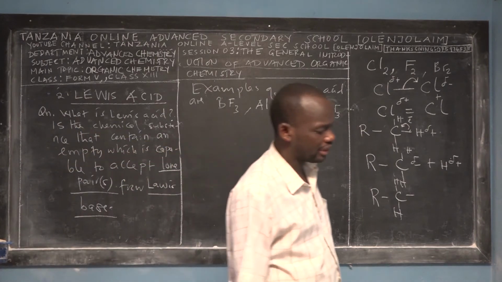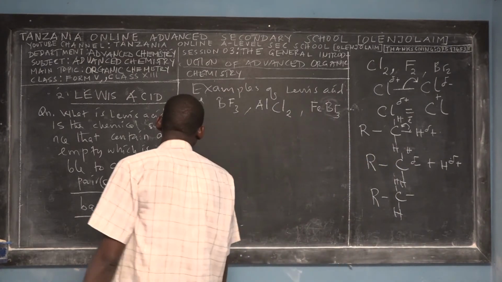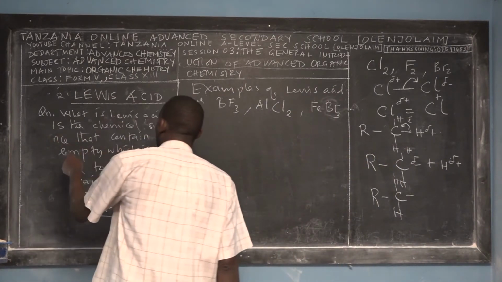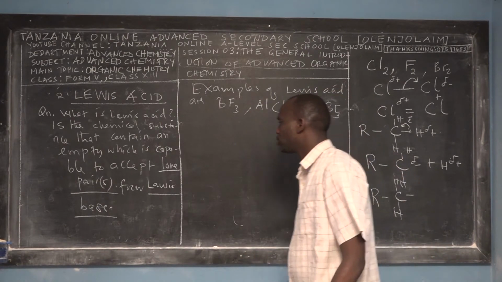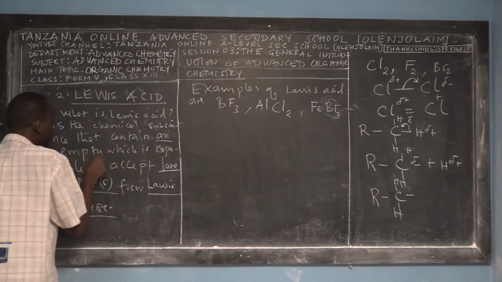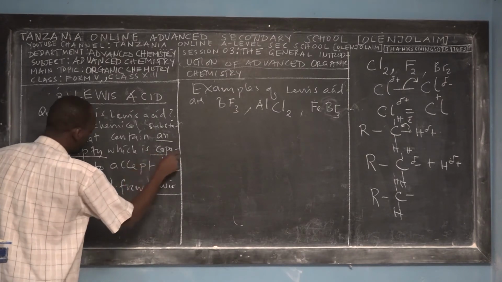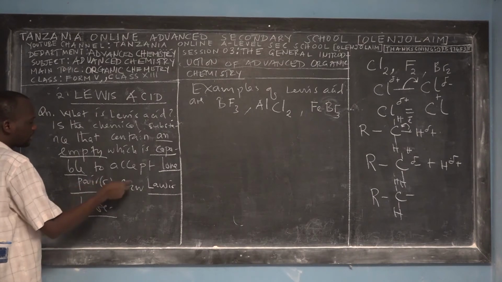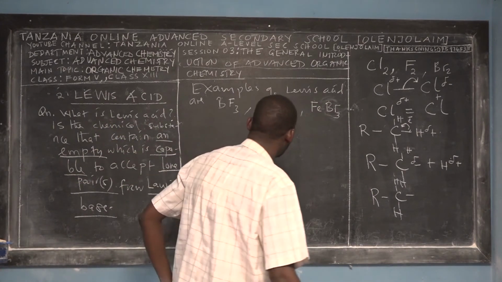So themselves, they lack electrons, but they contain certain orbitals. So let us verify, because according to the definition, a Lewis acid is a chemical substance that contains an empty orbital. So we first want to show you where the empty orbital is, and then that it is capable of accepting lone pairs, and then we see whether it's possible.